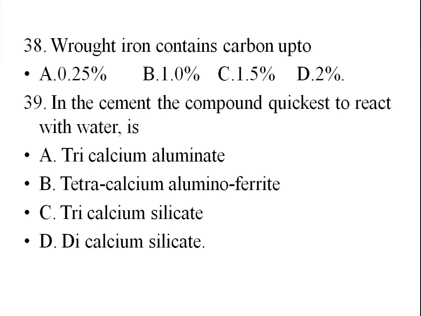39th question. In the cement, the compound quickest to react with water is option A is the answer, tricalcium aluminate. Tricalcium silicate gives the earliest strength to cement, and dicalcium silicate gives ultimate strength to cement.